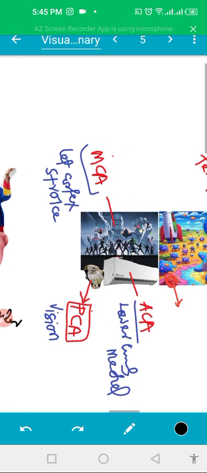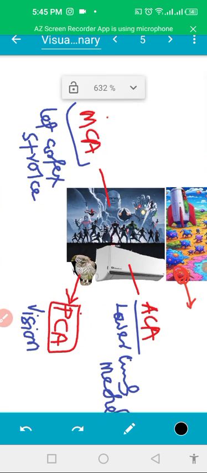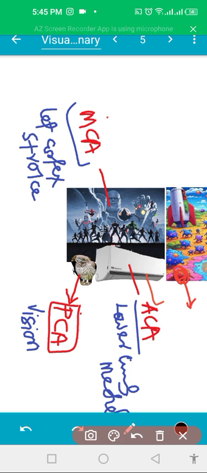Now, the same way, we are going to look at the arterial supply of the cortex: the anterior cerebral artery, posterior cerebral artery, and middle cerebral artery. The anterior cerebral artery supplies the medial portion of the hemisphere, and its occlusion results in lower limb syndrome. Middle cerebral artery occlusion results in stroke of the lateral cortex, and the posterior cerebral artery supplies the occipital lobe, and its blockage leads to vision problems. So this is the thing that you have to keep in mind.